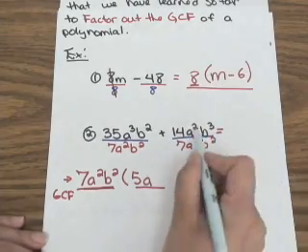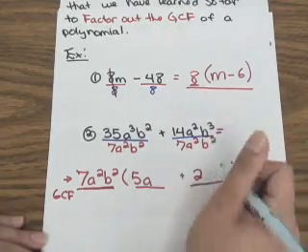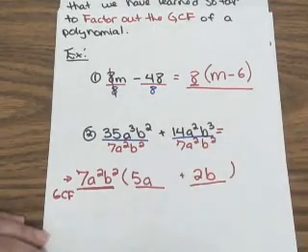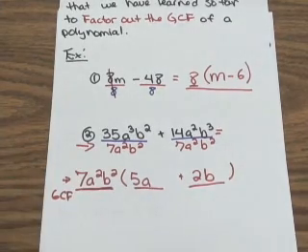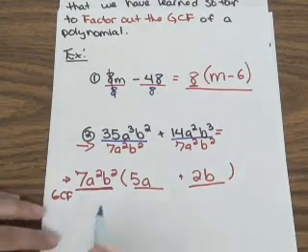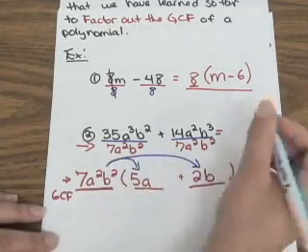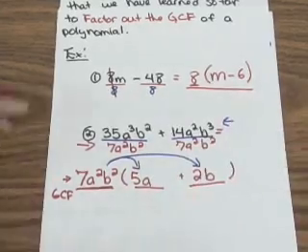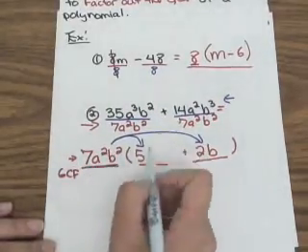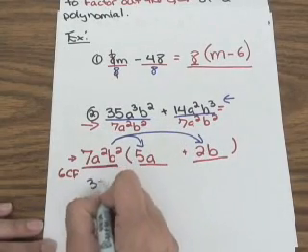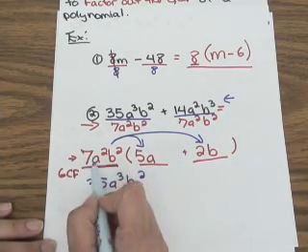Now to check your answer, to make sure that you factored correctly, you should use your distributive property to check your answer. If you do not get back to your original problem, then you can know that you did it wrong. So let's just check. 7a squared b squared times 5a is going to give us 35a cubed b squared. And when I multiply 7a squared b squared by 2b, I'm going to get 14a squared b cubed. Does that match my original problem? Yes, it does. So I know I factored correctly.